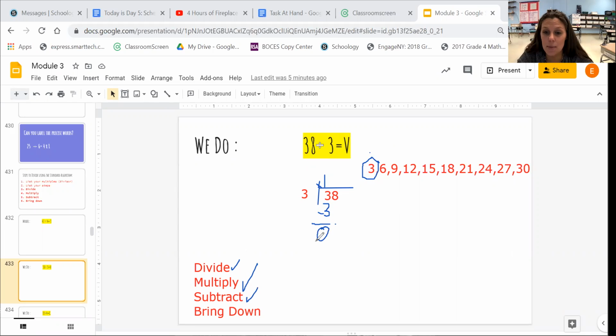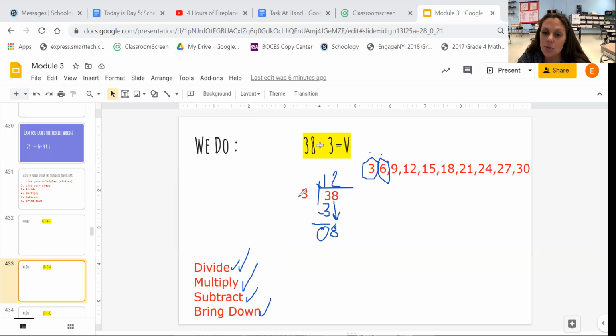Try to divide. Can 3 people fit into 0 chairs? No way, Jose. So I'm going to bring down. Notice that I line up my place value, and I'm looking for the number 8. So can 3 people fit into 8 chairs? Yes, they can. There's 3, 6, 9 would be too much because it's more than 8. So it can go in 2 times. That's me dividing. Notice that I put my 2 above the 8, okay?